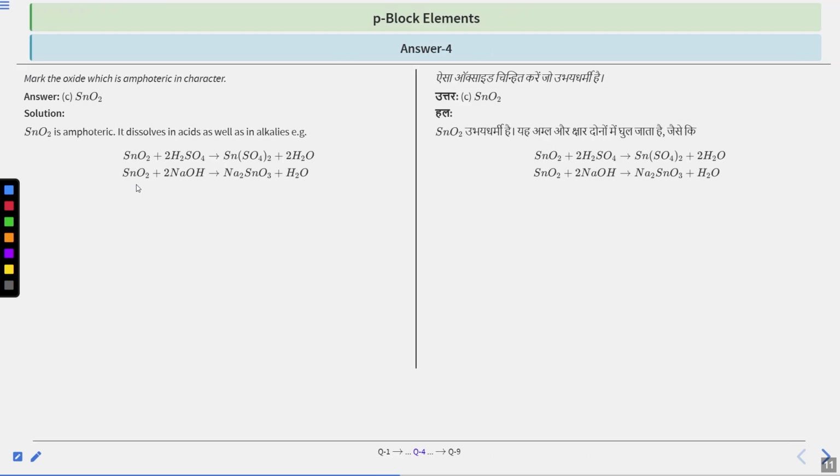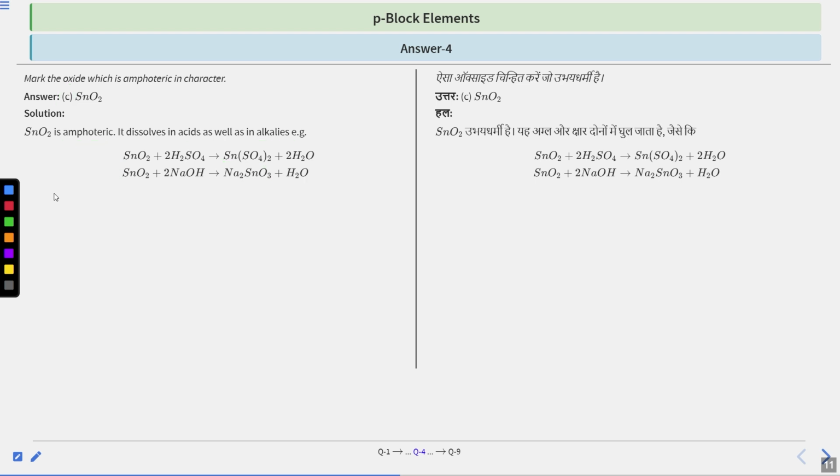Okay. Let's see. The correct answer is option C, that is SnO2. So SnO2, tin oxide, is amphoteric in nature. Why? Because it dissolves in acid as well as in alkalis. For example, if you react SnO2 with an acid H2SO4, it gives us Sn(SO4)2 salt plus 2H2O. Right? So it dissolves in the acid. And if you react it with a base like NaOH, SnO2 plus 2NaOH, it will give us Na2SnO3 salt plus H2O. So it is also dissolvable in the alkalis or base and also in the acids. That's why you can say that SnO2 has an amphoteric character, right? And thus option C is the correct answer, that is SnO2, tin oxide.